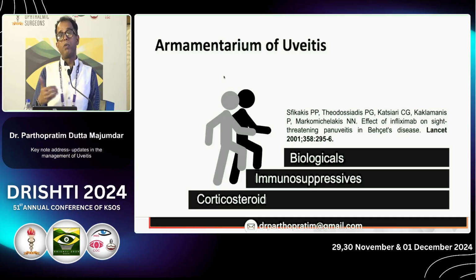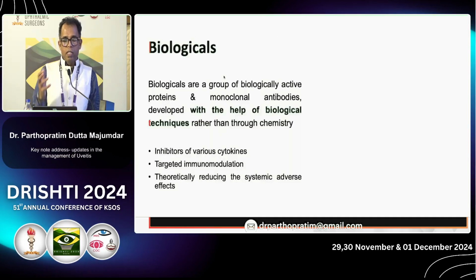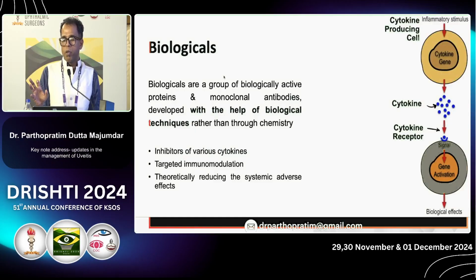So there was a continuous effort to identify agents which will theoretically cause minimum side effects. That's how the biologicals came. The biologicals are biologically active substances. Why are they called biologic? Because they are made with the help of biological techniques, like monoclonal antibodies. They interfere with the transmission of the inflammatory cascade. If there is a cytokine producing cell, the biological will block the cytokine production rather than causing damage to the inflammatory cells. So the pathway will be disturbed, but the cells will remain intact.